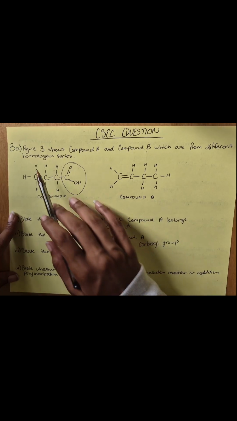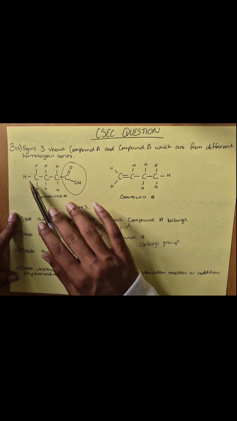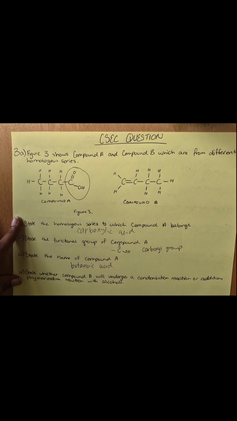State the name of compound A. So we know it's a carboxylic acid, so it's going to be called something acid. We know that much. But we count how many carbons in a chain to figure out what's the actual name. So we have 1, 2, 3, 4 carbons. 4 is but-. So it's butanoic acid. Right. And state whether compound A will undergo a condensation reaction or addition polymerization reaction with alcohols.